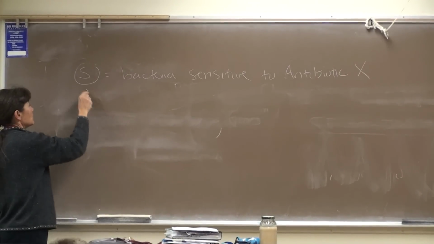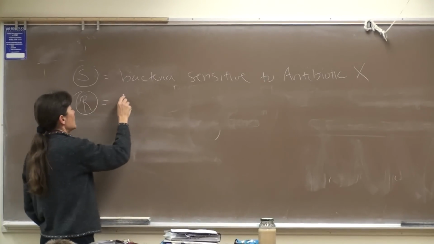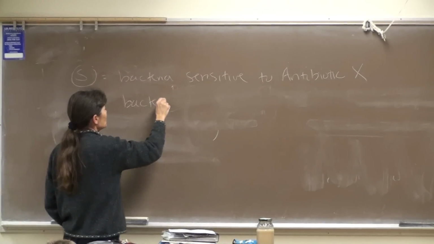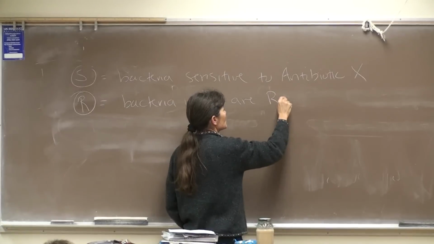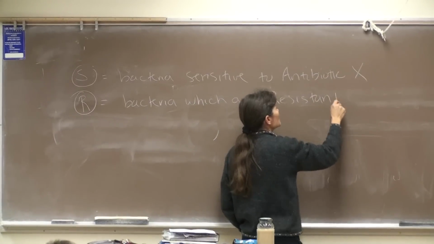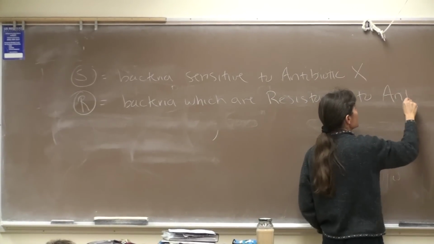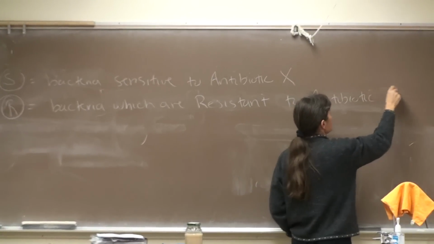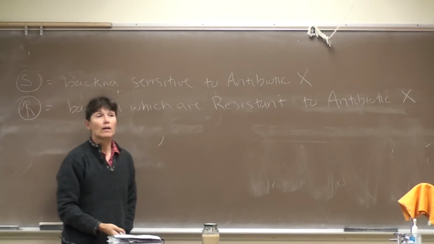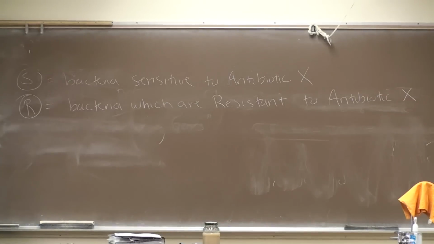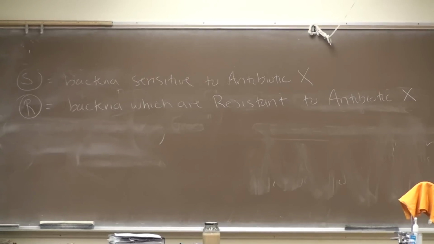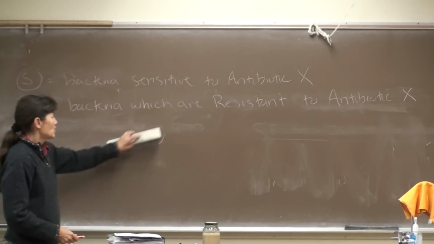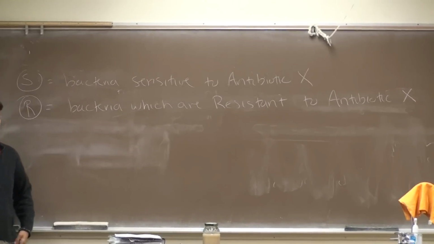And then we'll use an R to represent bacteria which are resistant to antibiotic X. And that means that in the presence of antibiotic X, the resistant bacteria can still grow. They are not inhibited, nor are they killed by antibiotic X. And from a human perspective, we don't want resistant bacteria, right? Especially if they're pathogens.